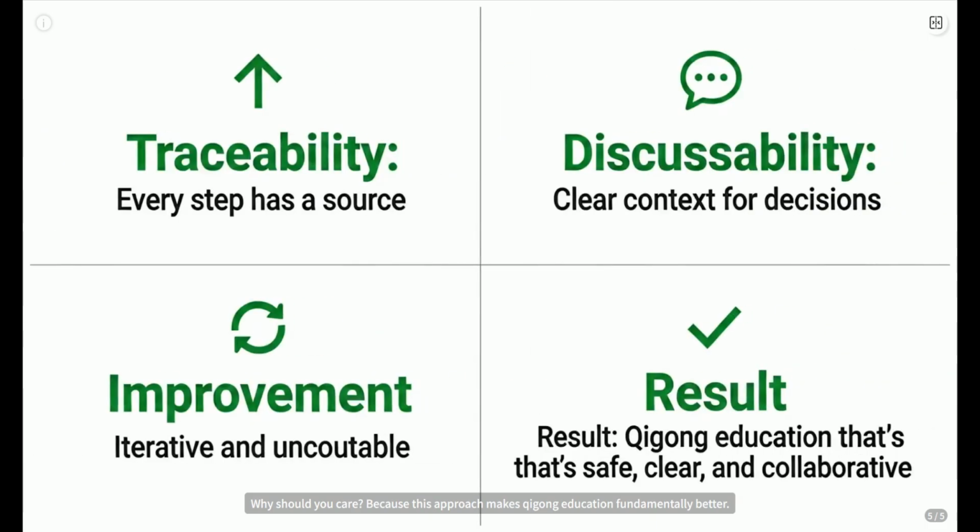Why should you care? Because this approach makes Qigong education fundamentally better. Everything becomes traceable. You know where every piece of information came from. It's discussable. Decisions have clear context because the reasoning is laid bare. And it's designed for improvement. The iterative process, backed by a shared record, makes accountability and refinement much easier.